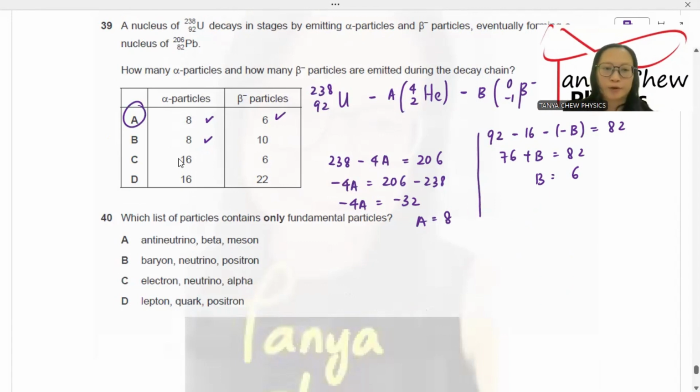Now the last question here, which list of particles contains only fundamental particles? So the fundamental particles are antineutrino, yes. Beta, yes. Meson is no. B, baryon, no. C, electron, yes. Neutrino, yes. Alpha is not. D, lepton, yes. Quark, yes. Positron is yes. So D is the answer.